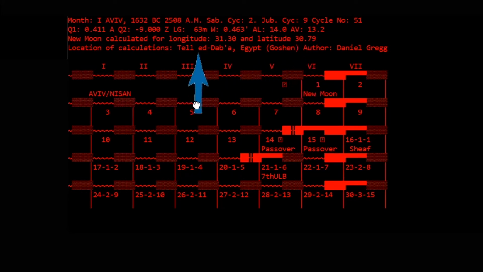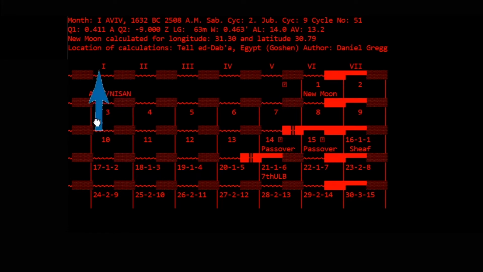And the location is Tel Ed Daba, or as often also Tel El Daba, the location of Goshen in Egypt. And I'm the author of this program. So in 1632 BC, the new moon was seen where this question mark is. It was seen on the 5th day of the week in the evening.